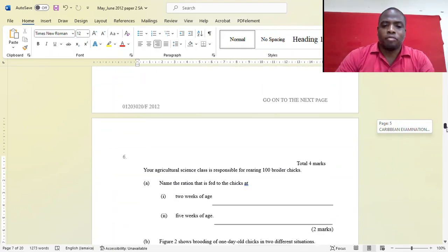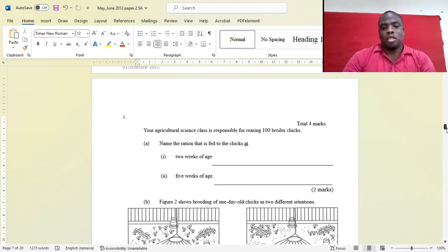And we're going. Question 6. Your agricultural science class is responsible for rearing 100 broiler chicks. We know broilers are the birds that we grow for meat, and just to highlight, the layers are the ones that we grow for eggs. It says name the ration. When we think about a ration, we are thinking about what it is that we're feeding to our organism. We have what we call a balanced ration, one that will give all the nutrients in their required proportion to the animal.